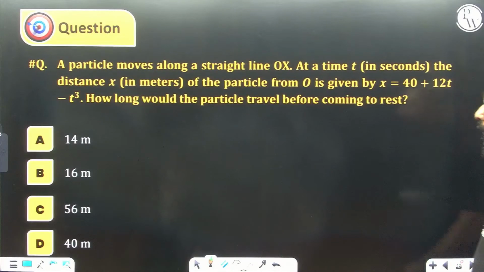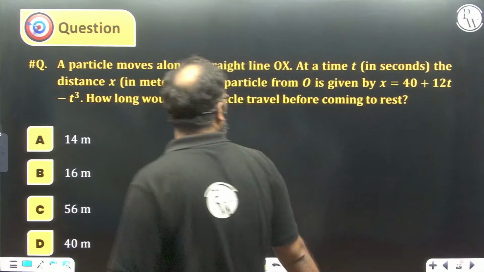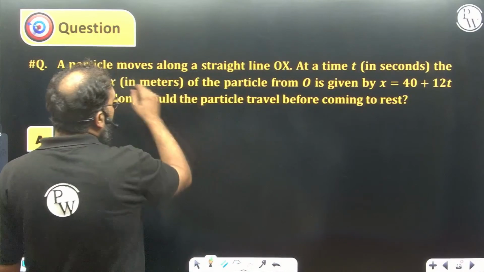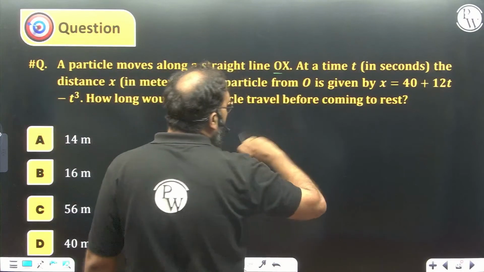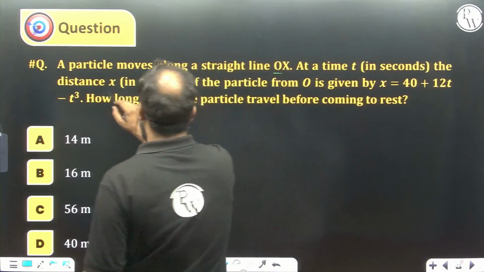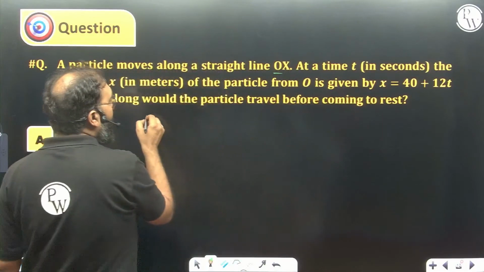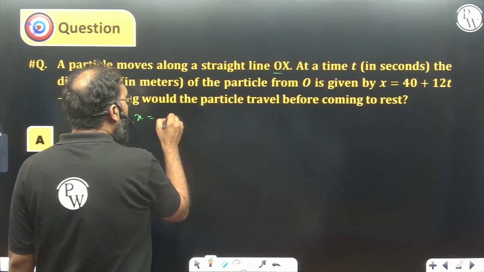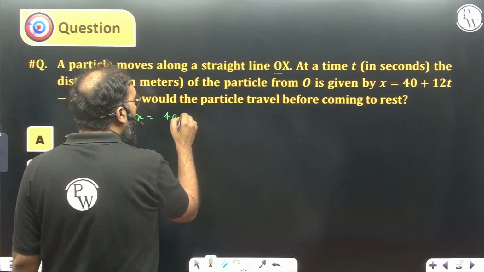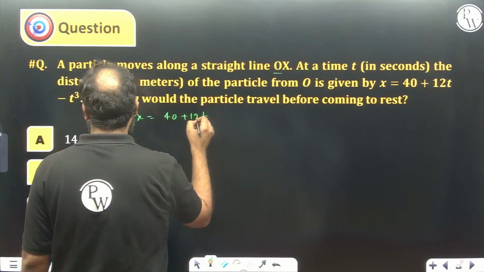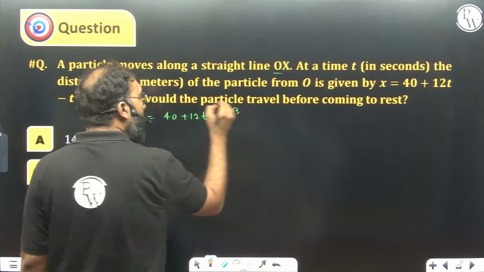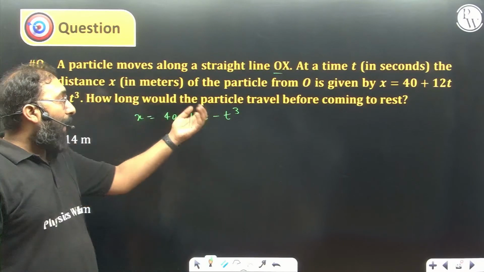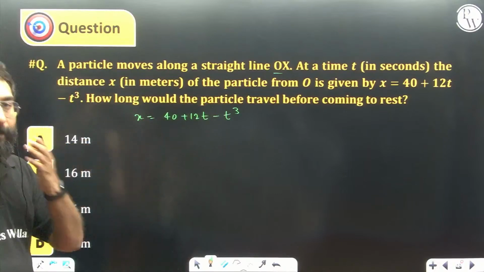Okay. Now coming to the next question. It's been given that a particle is moving along a straight line OX, and at time t the distance of the particle from O is given by, so the distance of the particle from origin means the position of the particle, 40 plus 12t minus t cube. Okay, this is the function. How long would the particle travel before coming to rest?